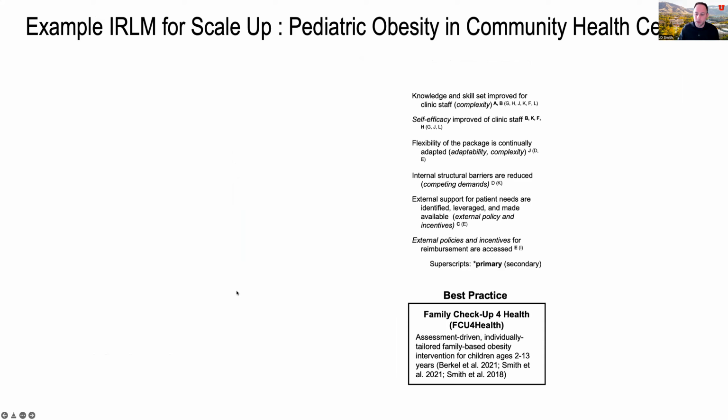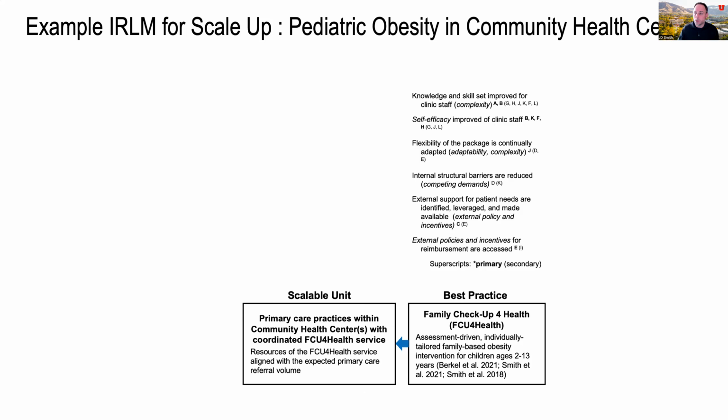So I want to show an example, and I already see that my animations are messed up, but that's okay. So we start here with our best practice. In this particular case, it's an intervention that I work with called the Family Checkup for Health, which is an assessment-driven, individually tailored, family-based obesity intervention for children ages 2 to 13 years. The potential scalable unit for the Family Checkup for Health are primary care practices within community health centers. And they're offered through a coordinated Family Checkup for Health service delivery model.